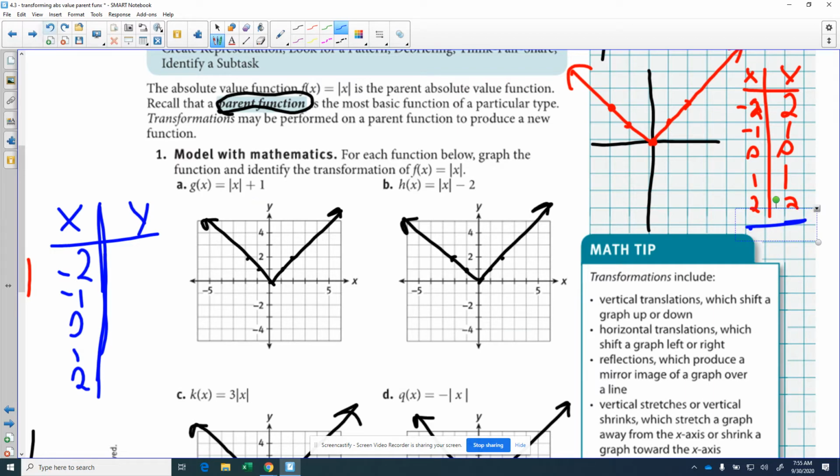So let's think about how this is going to actually adjust. Well, if I were to plug -2 into that equation, absolute value of x plus 1, the absolute value of -2 would be 2, plus 1 would give me an answer of 3. So at -2, we would have 3. At -1, if I plug that in, I'd get an answer of 2. At 0, if I plug that in, I get an answer of 1. At 1, I'd have 2, and then at 2, I'd have 3.